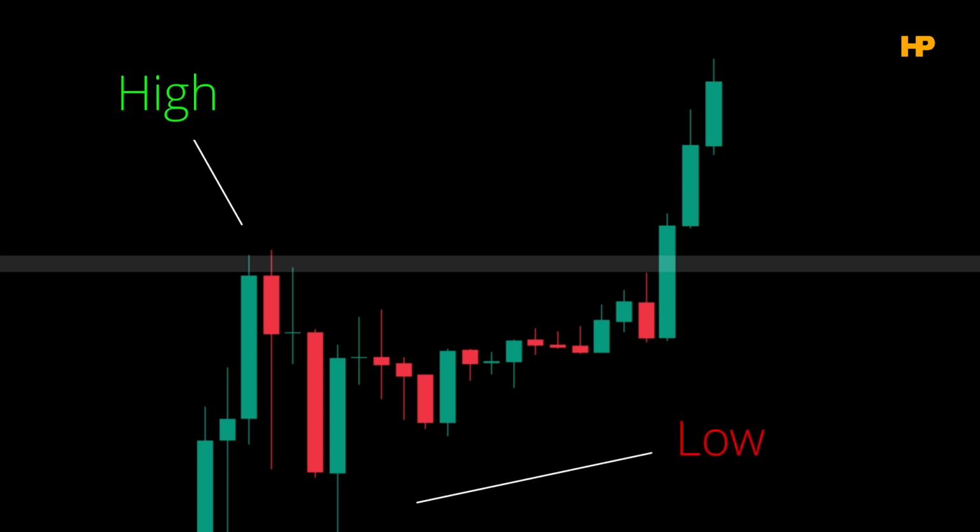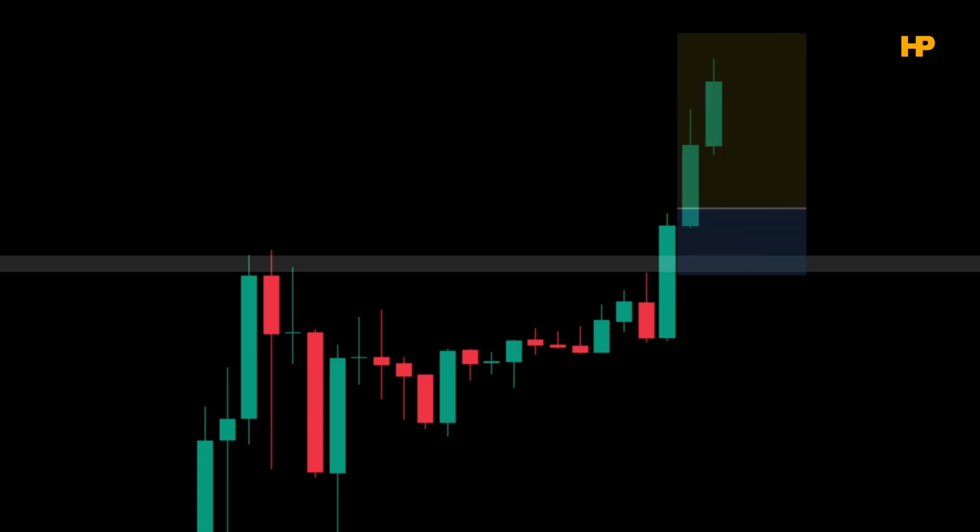Execution: identify the Asian session's high and low on a 1-hour chart. Draw a box around this range. Enter long above the high or short below the low at 8 a.m. Greenwich Mean Time, confirmed by a strong candle. Set a stop loss 10 to 15 pips outside the range. Target a 2:1 reward to risk ratio.